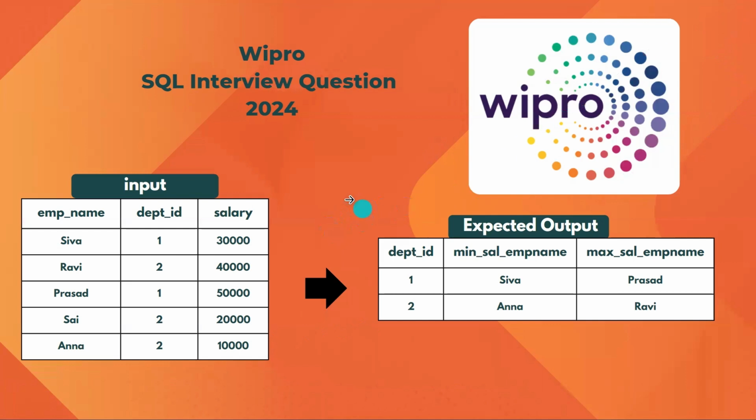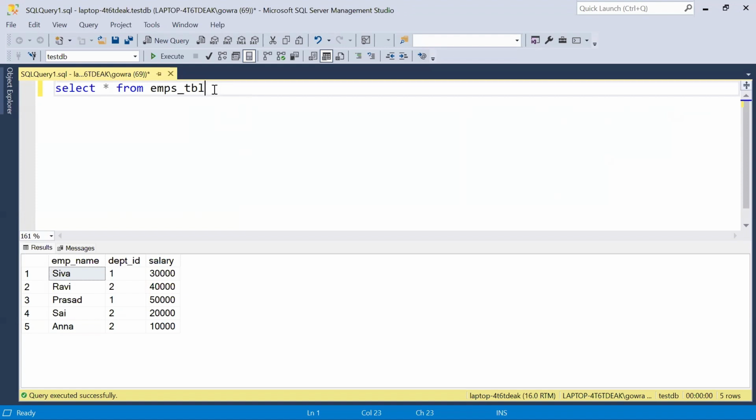So let's see how we can solve this particular scenario. I'm having the employee table here. We can get the expected output in n number of ways. One of the ways is by using the first value window function. The other way is by using the row number function, where we generate a row number in ascending order and descending order, and then by using a case statement, we can also get this output. So let's see one by one.